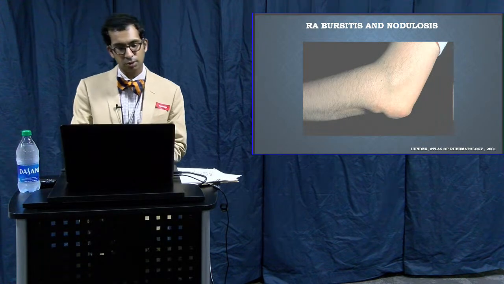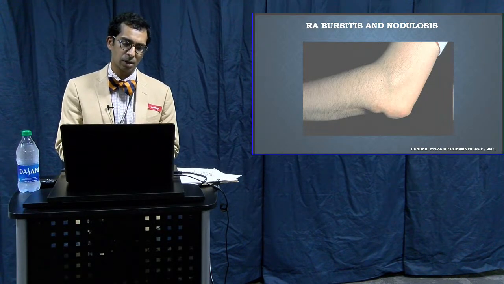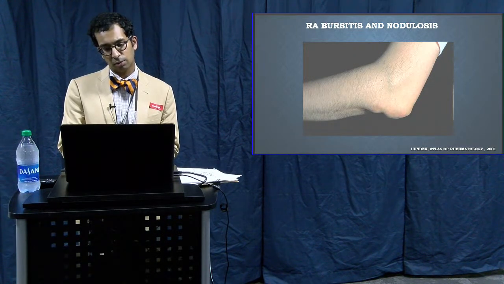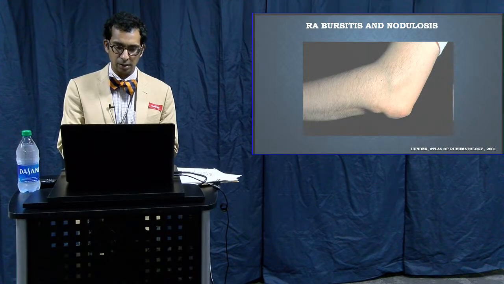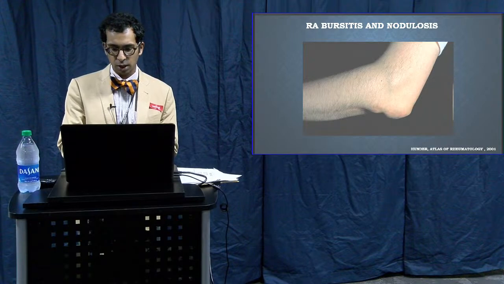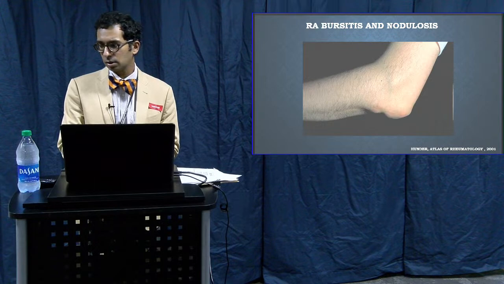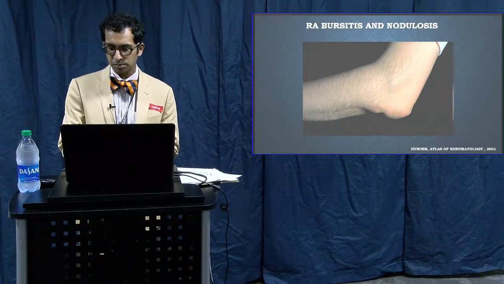It's also important to note that rheumatoid arthritis can affect periarticular structures as well, and so it can cause bursitis. This is a patient who has olecranon bursitis related to rheumatoid arthritis, and you can see the very prominent swelling over the olecranon and an associated rheumatoid nodule as well. And as I mentioned earlier, the presence of these rheumatoid nodules is associated with a higher risk of more severe disease activity and worse outcomes.